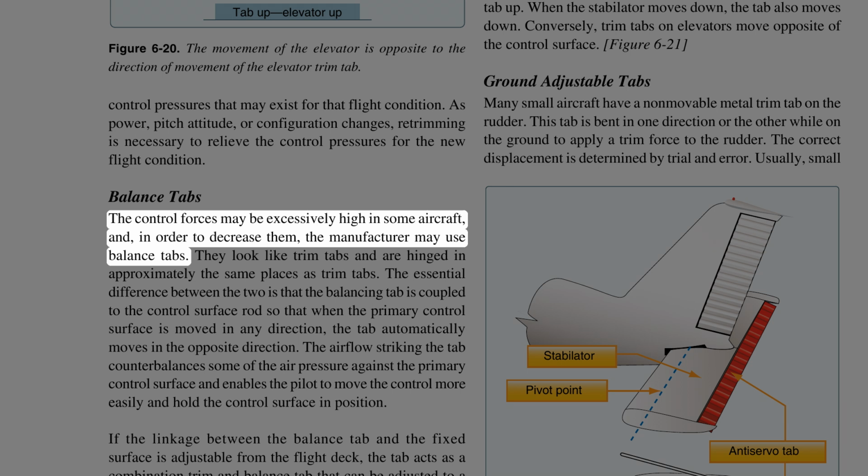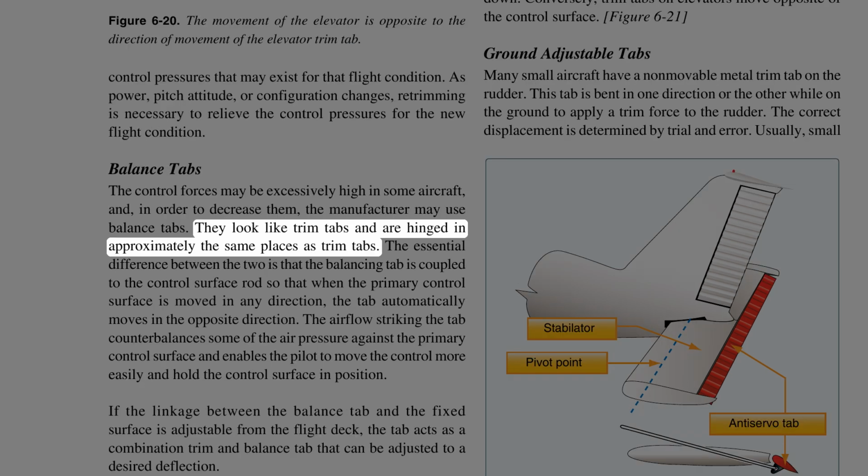Balance tabs. The control forces may be excessively high in some aircraft, and, in order to decrease them, the manufacturer may use balance tabs. They look like trim tabs and are hinged in approximately the same places as trim tabs.